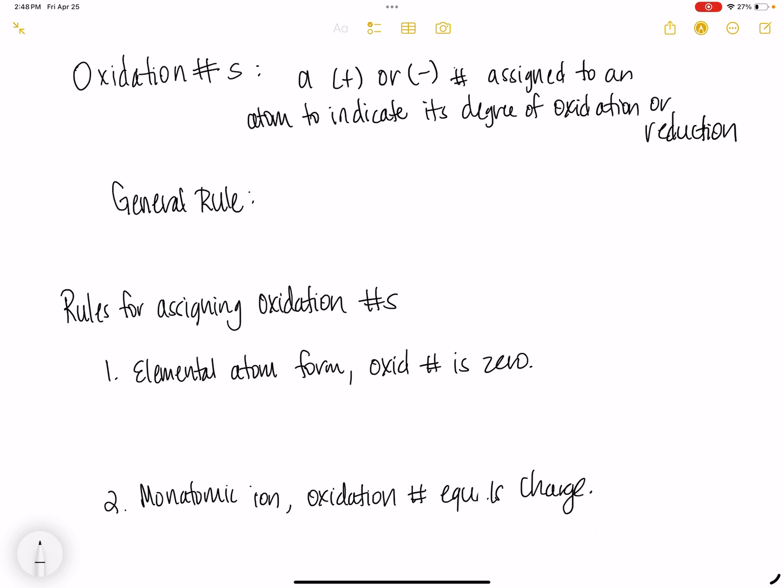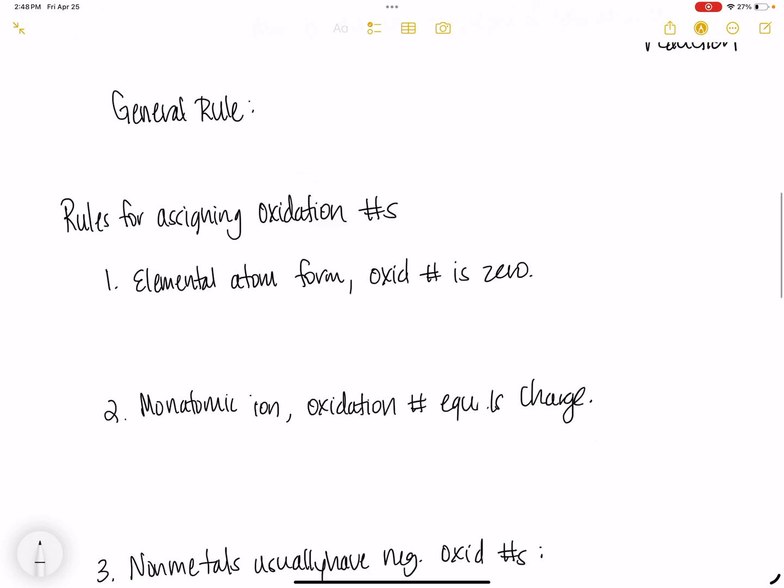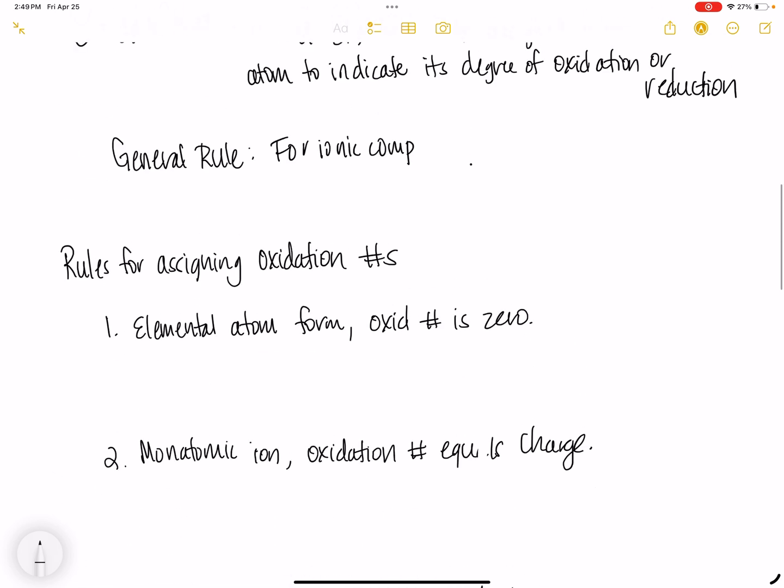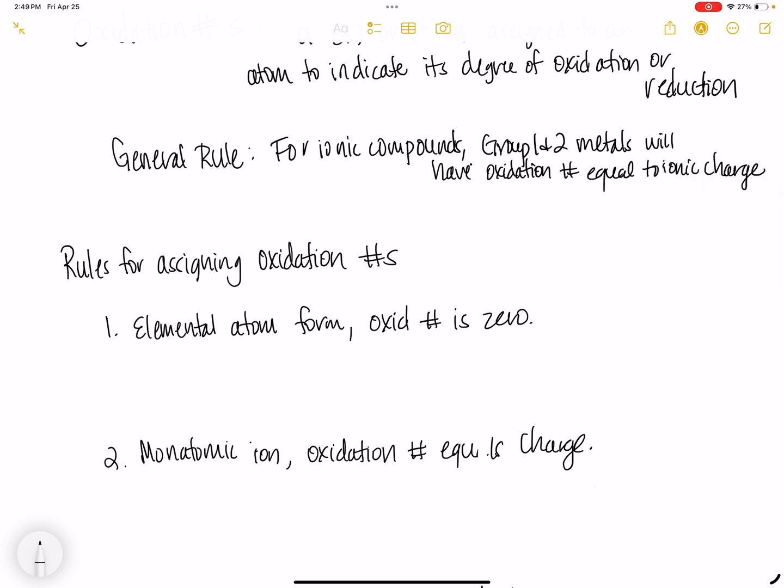So there's more than a couple rules for assigning oxidation numbers. Luckily, a lot of this will sound very familiar to you. So there's a couple general rules, and then there's some more specific rules. The first general rule is that for ionic compounds, group 1 and 2 metals will have an oxidation number equal to their ionic charge, meaning sodium's oxidation number will be +1, magnesium's oxidation number will be +2, just like we know charges to be.